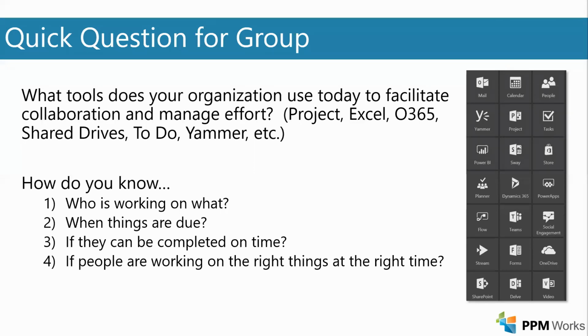So in terms of managing a team or managing the resources that are working on that team, you have to ask yourself who's working on what and how do you maintain visibility into that? When are things due? Do you have a good sense of what's coming up in the pipeline for this week, for next week? Do you have enough resources to cover those needs? Can those things be completed on time? And if people are working on the right things at the right time, should they maybe be prioritizing things differently? Well, how do you really get a sense of that if you don't have a good understanding of who's working on what and when?